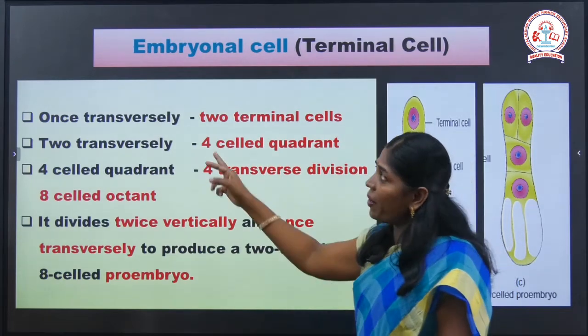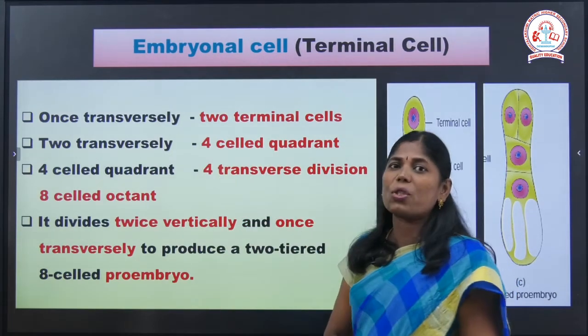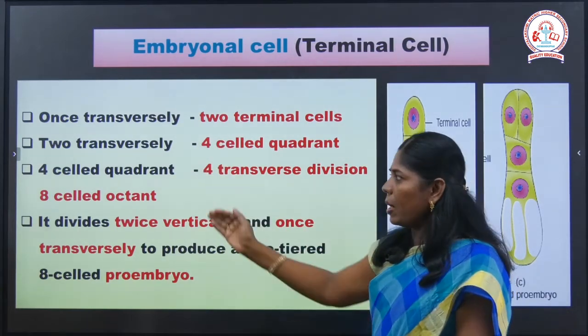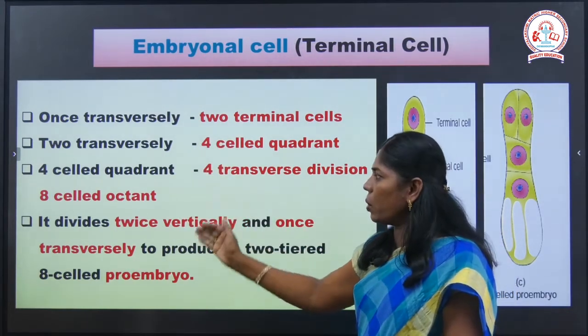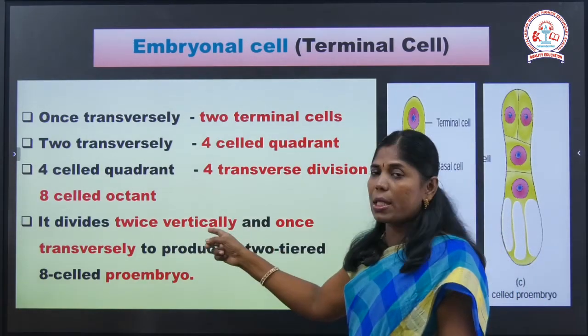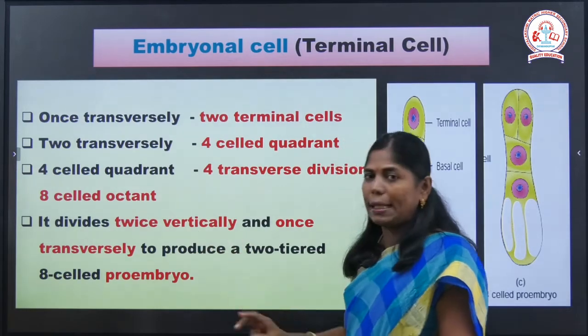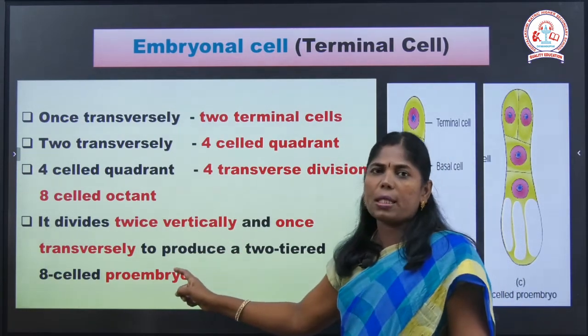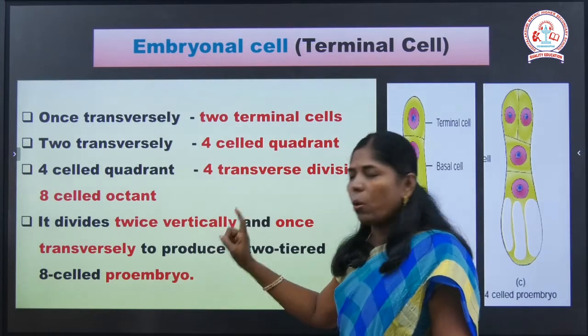Okay, so what is the first division? The first division is the transverse division. Okay, first three we saw, right, that was the transverse division. In the last division, the 8-celled cells undergo vertical and transverse division. So how many vertical divisions occur? Twice vertical, 2 vertical divisions occur. Okay, and only 1 transverse division occurs. So, 2 vertical and 1 transverse division.